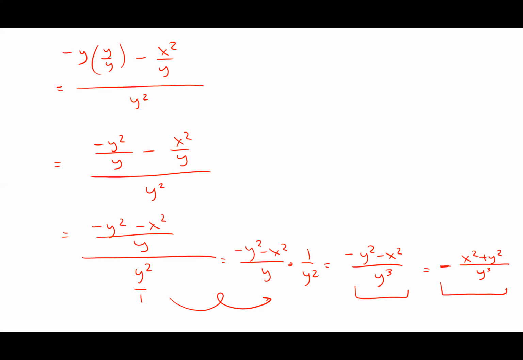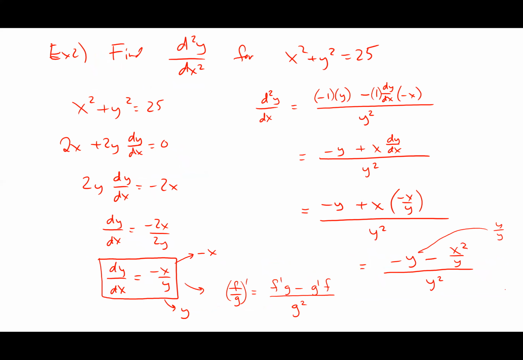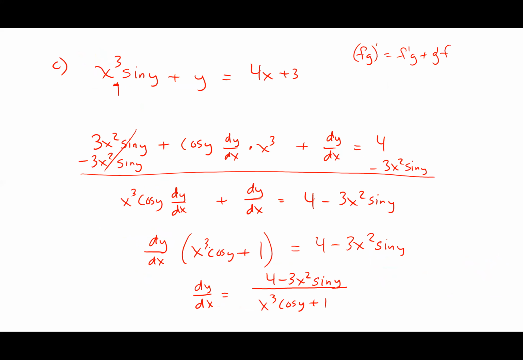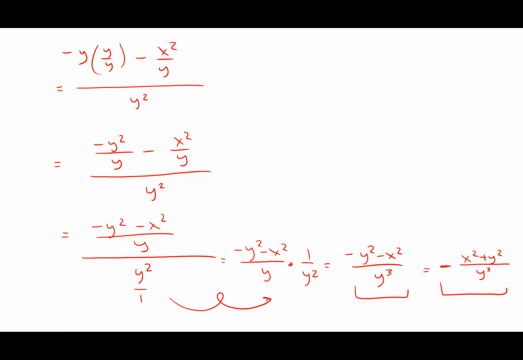And then the question is, hold on, isn't x squared plus y squared equal to something? Yes. So we go back to the original one right here. There it is. So if you do see the original equation, we can substitute that still further in. So let's do this here. So then we got ourselves a negative on the outside, 25 on top, y cubed on the bottom.